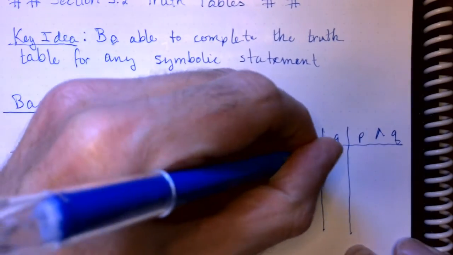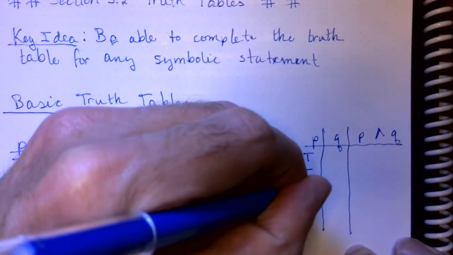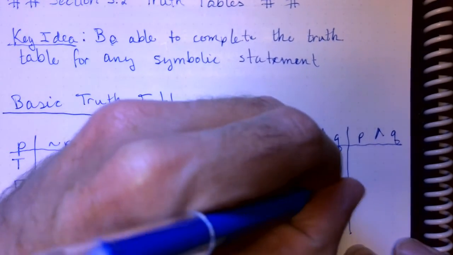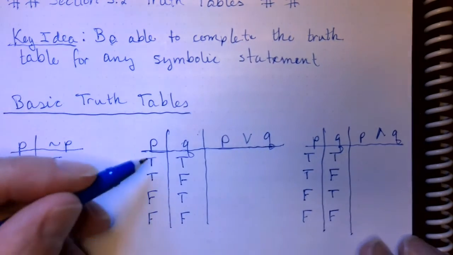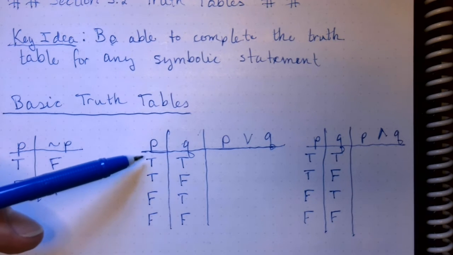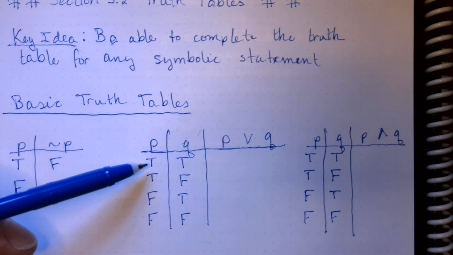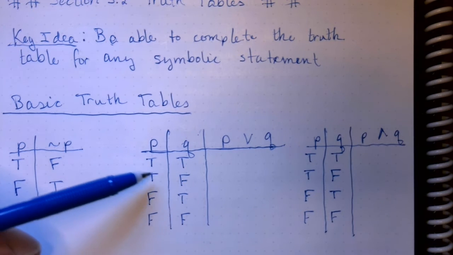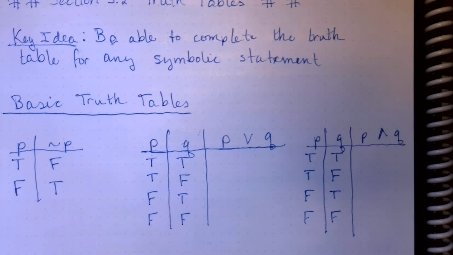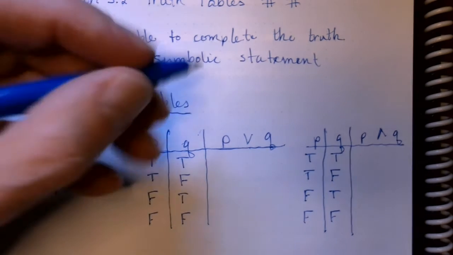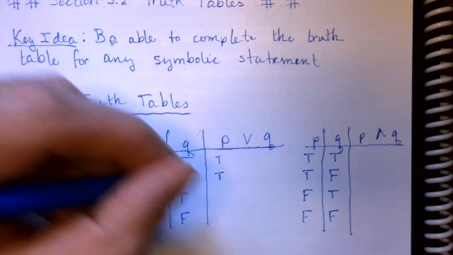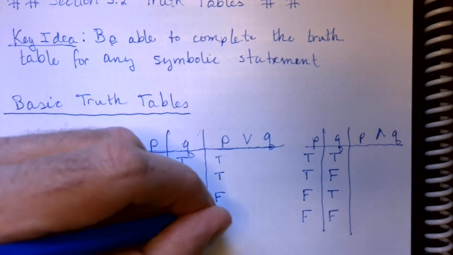By doing these 4 rows here, I have covered every possible combination of true and false values for the two statements. So both true, P is true, Q is false, Q is true, both false. Those are the 4 possibilities. Okay. Now, I'm going to go ahead and copy those values down in my truth table here.